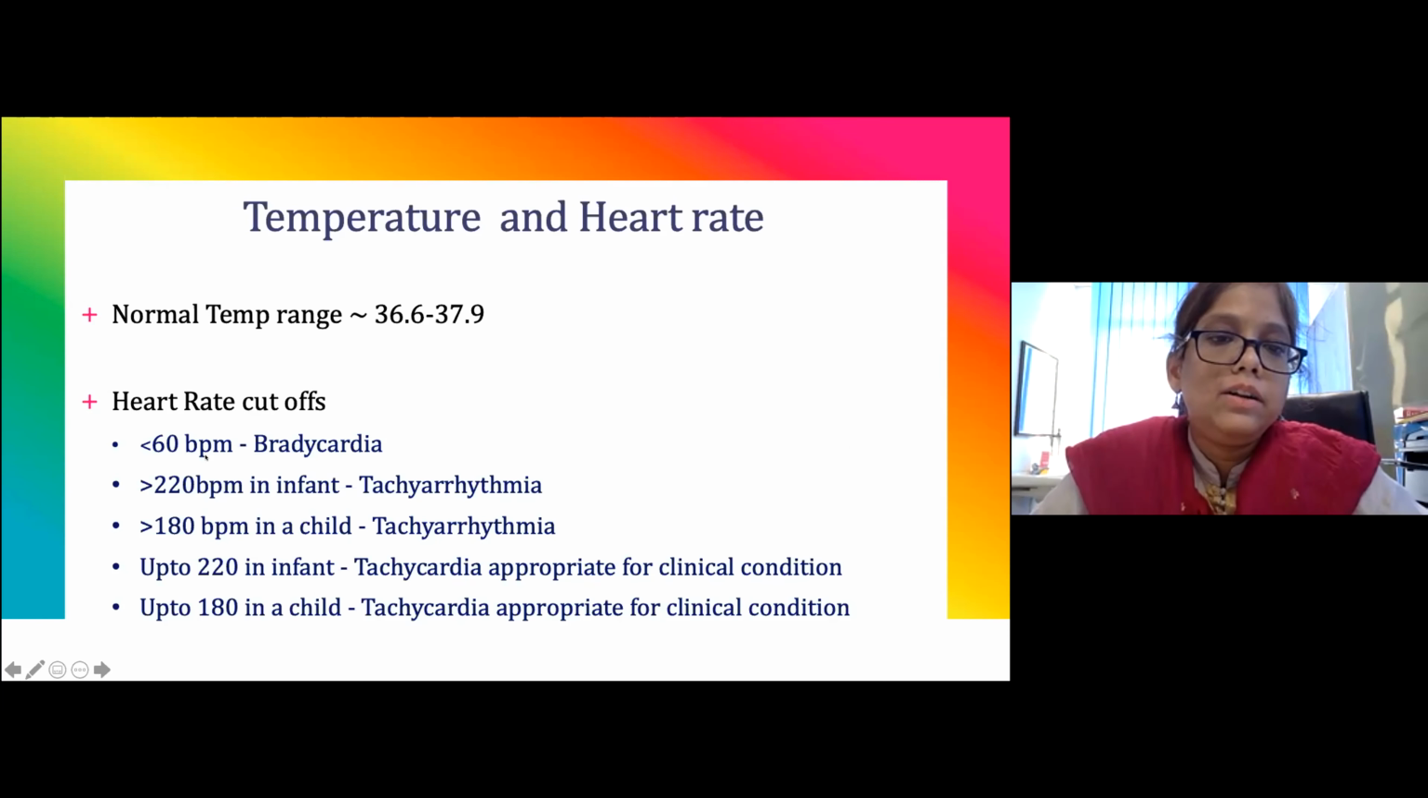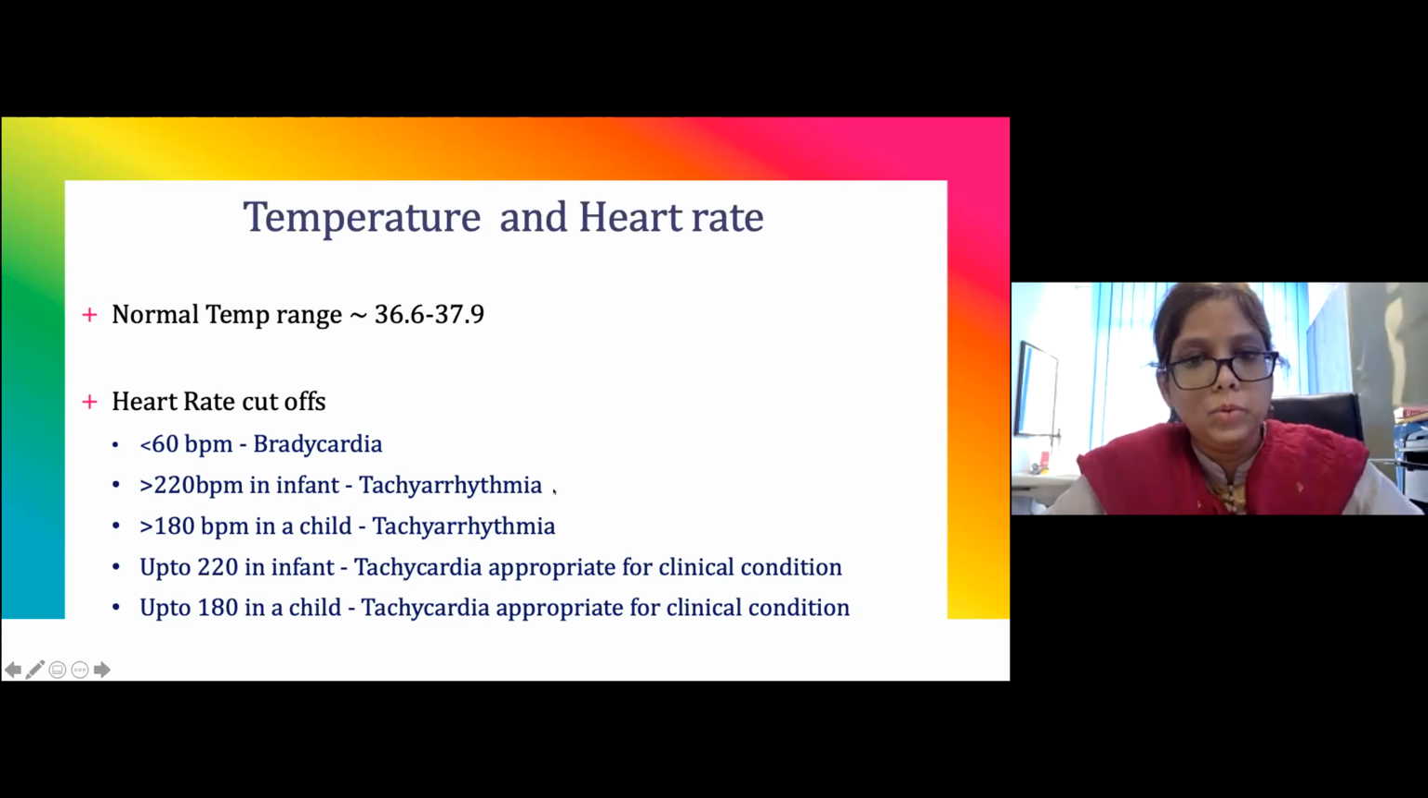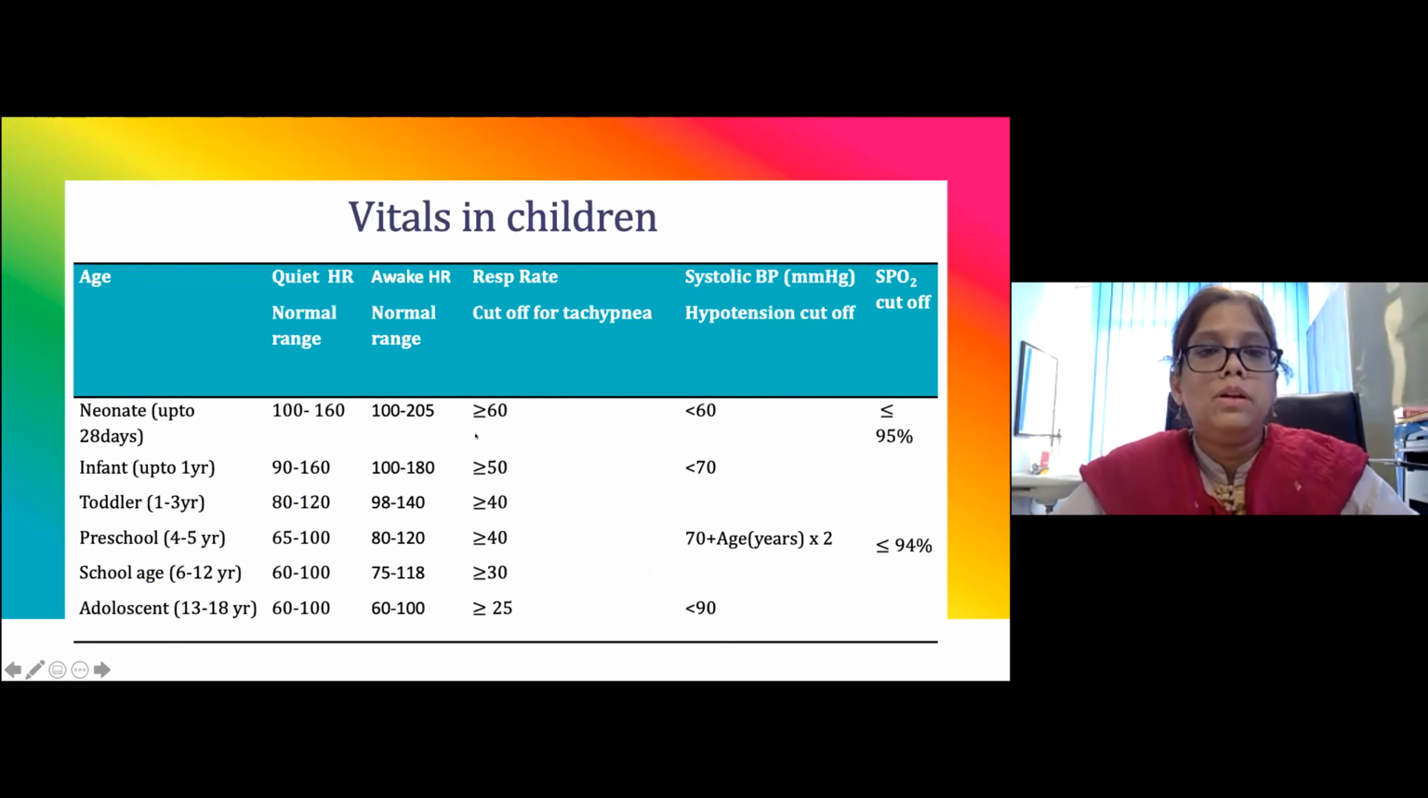So the heart rate cutoffs for children include less than 60 as bradycardia at all age groups. For an infant, up to 1 year of age, more than 220 beats per minute will classify as tachyarrhythmia, but up to 220 beats per minute will be tachycardia appropriate for the clinical condition. The normal ranges are different in awake and quiet states, which will be shown in the table. But more than 220 in an infant and more than 180 in a child is tachyarrhythmia. So these are the normal heart rate ranges.